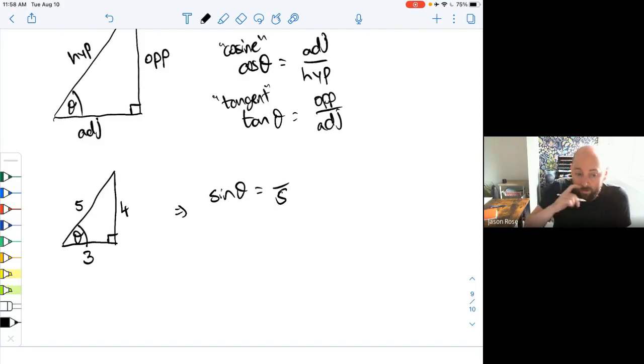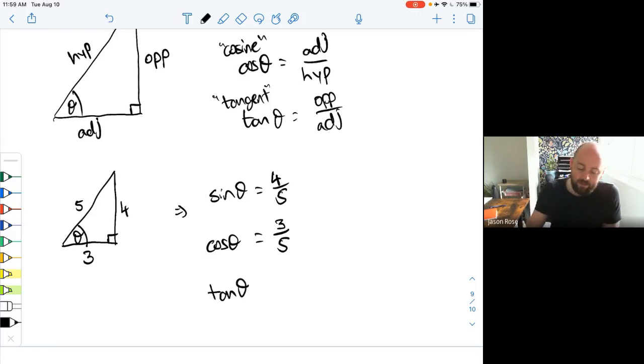sine theta is opposite over hypotenuse. So what side is opposite to theta? The 4 is opposite to theta. Cosine theta is adjacent over hypotenuse. Which side is the adjacent to theta? That's the 3. And tan theta is the opposite over the adjacent. So here we have adjacent, opposite, and the hypotenuse. Tan is the opposite over the adjacent. So that is 4 over 3. Okay?